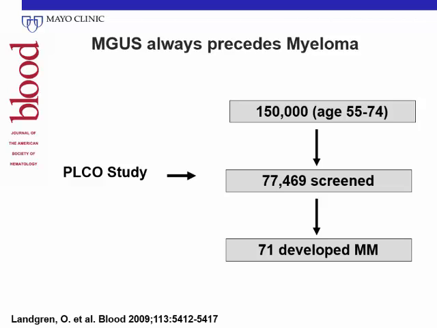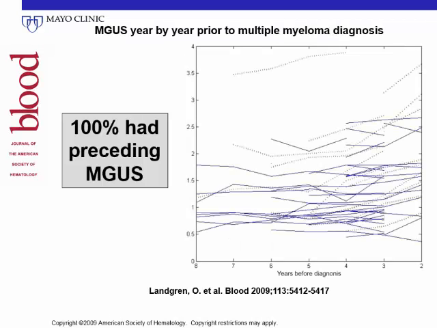This, again, is a paper that I did with Ola Landgren, where 150,000 people are randomized to screening versus no screening. The screening cohort had blood done every single year for many, many years, 10, 15 years. And it so happened that about 70 people in the PLCO study developed myeloma, and we had samples on them going back 10 years. And we were able to show that in known myeloma patients, if you check their samples every year preceding, 100% of them had prior MGUS that you could detect many years before the diagnosis of myeloma. That answers one question. All myeloma is preceded by MGUS.